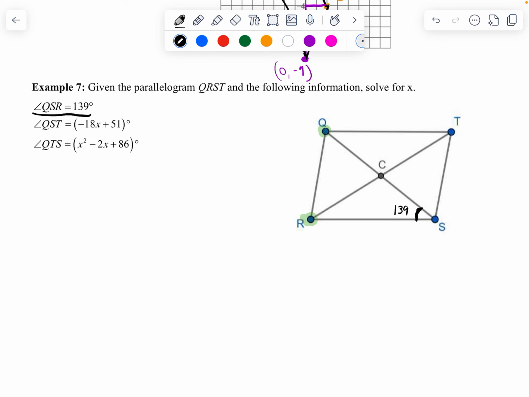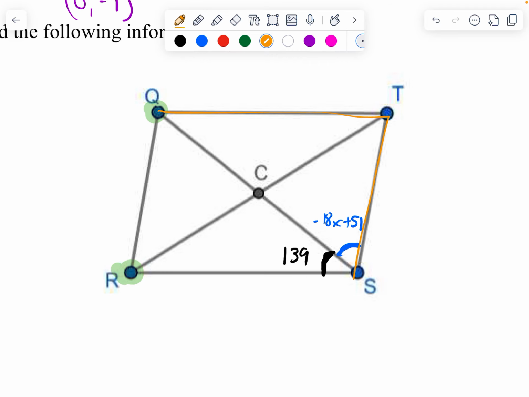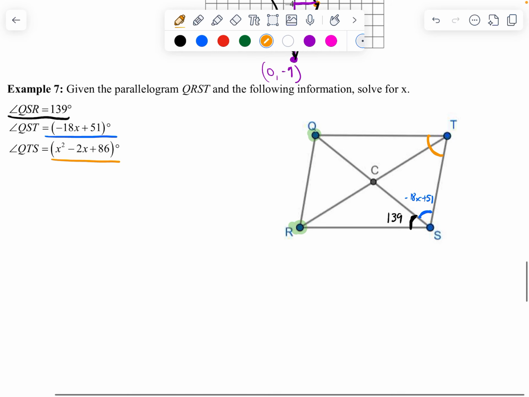Okay, and I'll do these in different colors to make it a little more obvious. Q to S to T, right? T is over here, Q's over there. We're talking about the little smidgen right there. And that is -18x plus 51. And then our last little section there, oops, there we go, is x squared minus 2x plus 86 at QTS. Now QTS is talking about the entire angle right there. So then that means that's x squared minus 2x plus 86.